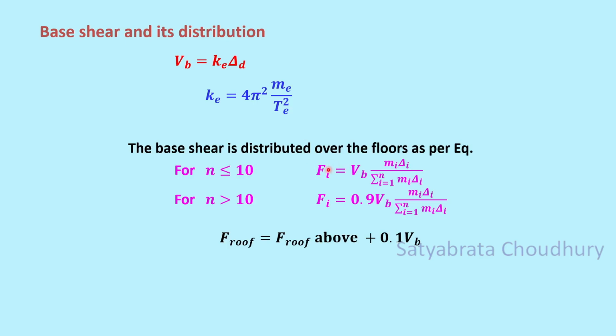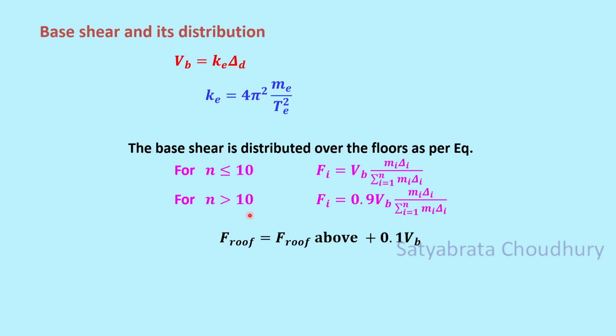So base shear is distributed. This was also discussed in the case of frame buildings. When the number of stories in the building is less than or equal to 10, you can follow a simple formula: Fi equals base shear times mi delta i divided by the summation of mi delta i. That is, the base shear is distributed in proportion to the product of mass and displacement of the current floor.